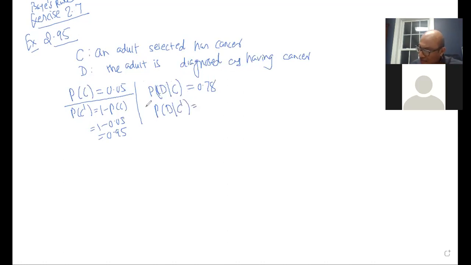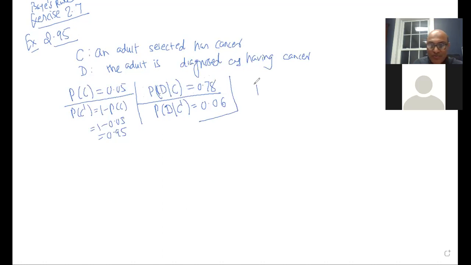Let me read it for you. The probability of selecting an adult over 40 years of age with cancer is 0.05. Makes sense. If the probability of a doctor correctly diagnosing a person with cancer as having cancer is 0.78. Makes sense. Perfect. And the probability of incorrectly diagnosing a person without cancer, that is equal to 0.06. So these are the pieces of information provided to us.